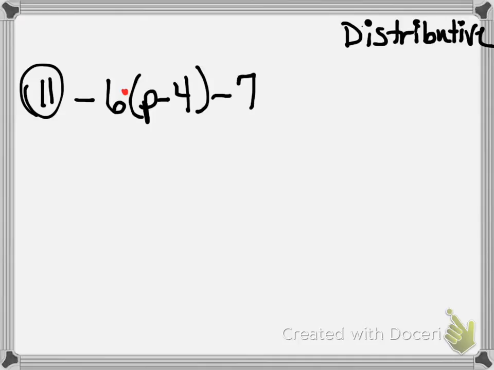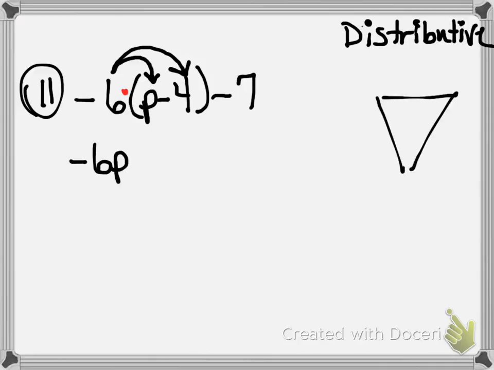You have to take this negative 6 out front, and you're going to multiply it by the p. Negative 6 times p turns into negative 6p. You're also going to multiply it times negative 4. Well, remember the pizza guy. We have a negative 6 times a negative 4, so we've used the negative and the negative. The product would then be positive, so it's positive 24.